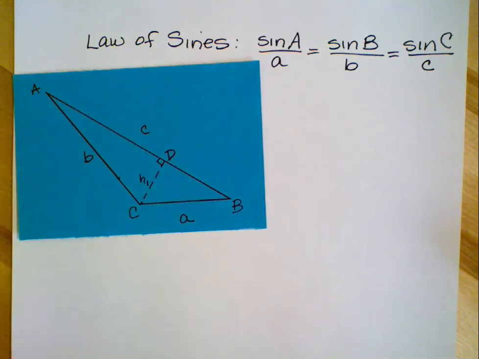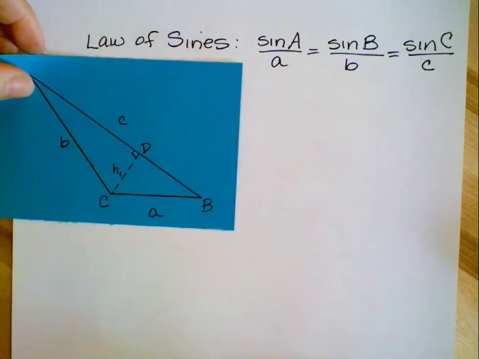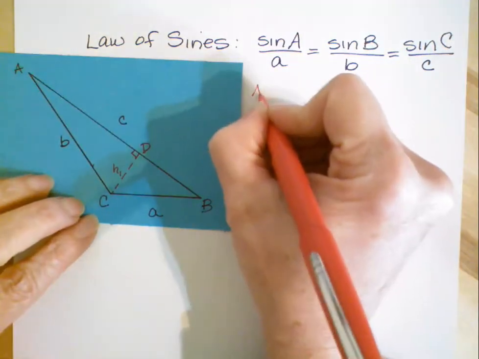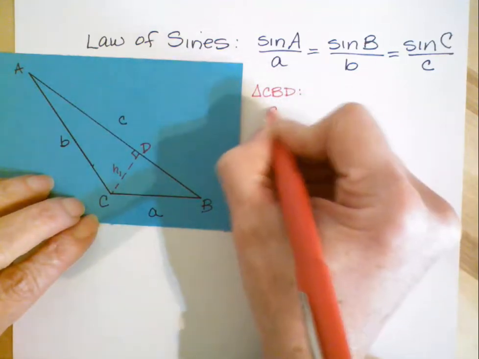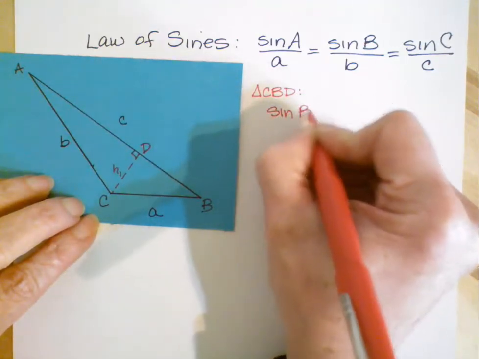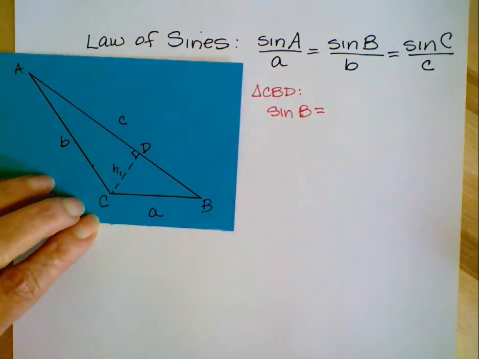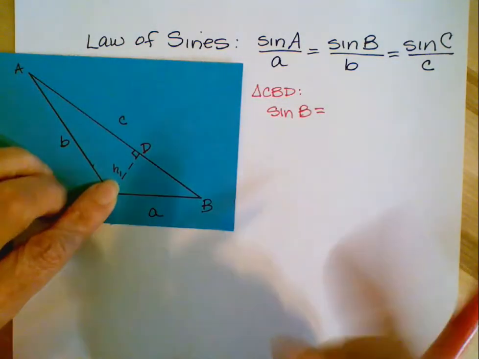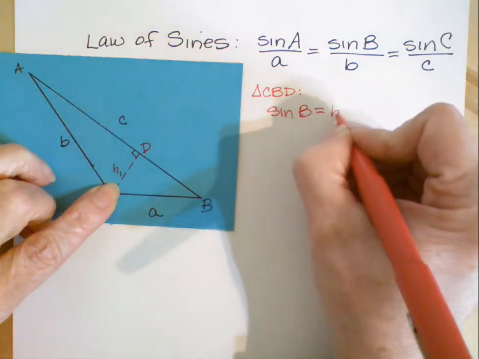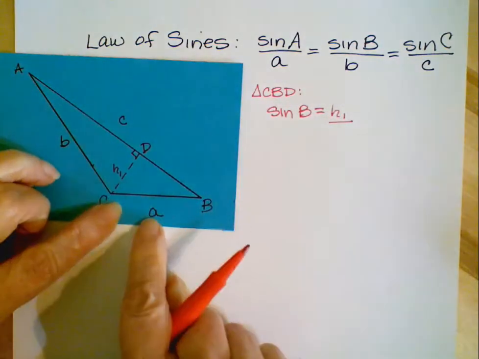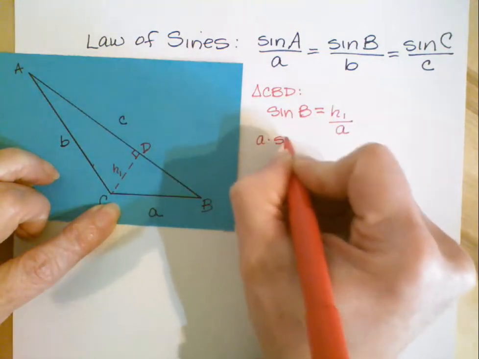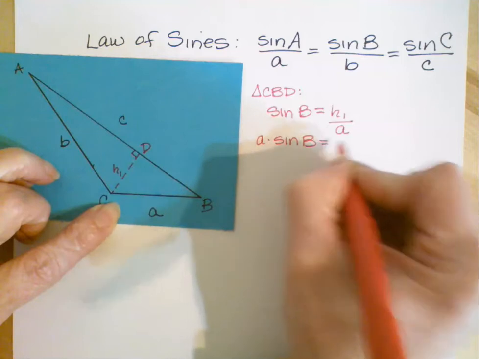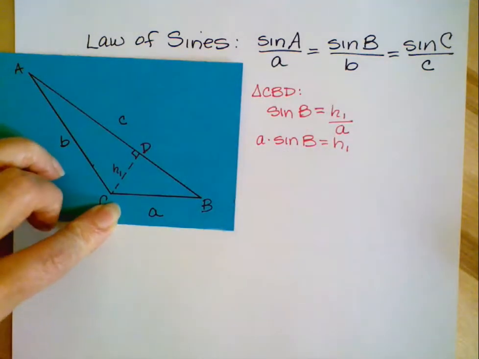Okay, so with that in mind, we're going to look at triangle CBD first. And in that triangle, we want to set up a sine function for angle B. So the sine of angle B would be the length of the opposite side over the hypotenuse. So the opposite side is going to be H sub 1. The hypotenuse in that triangle is A. Multiply both sides by A, and that gives us a quantity that is equal to H sub 1.